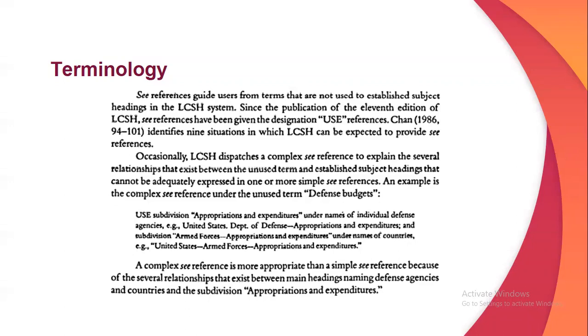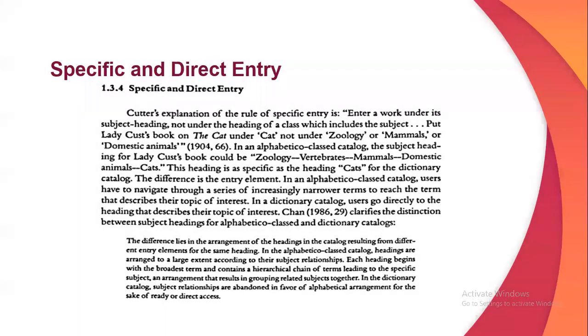A complex C reference is more appropriate than a simple C reference because of the several relationships that exist between main headings, naming defense agencies and countries, and subdivision, appropriation, and expenditures. The specific and direct entry.